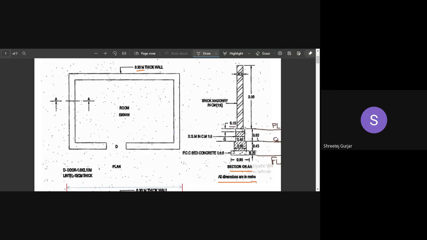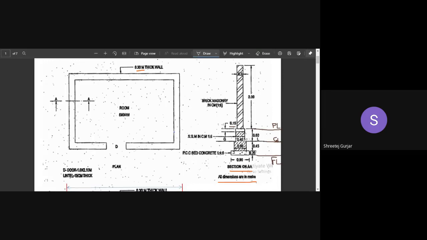Coming to your foundation, it is made up of stone masonry. It is not made of concrete. It is made up of stone. Your foundation is in two steps. This is one step, then it increases in width and goes down again in a second step. The width of your first step is 0.45.